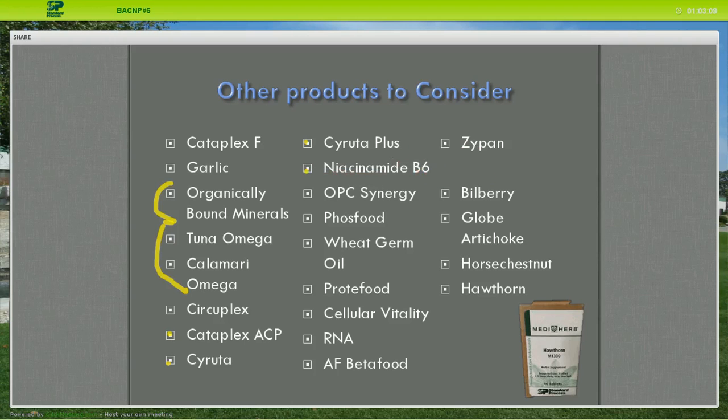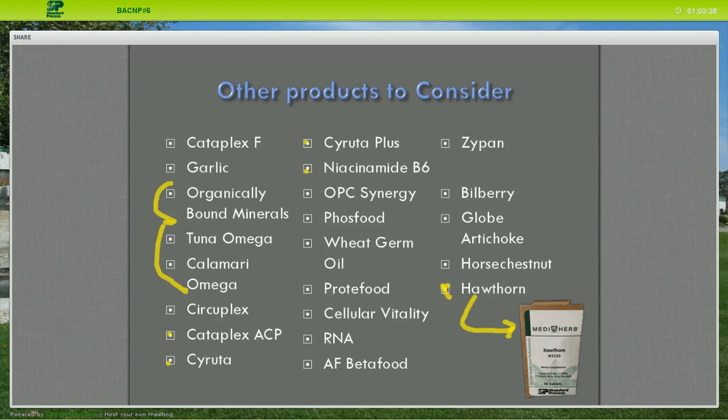But if I could leave you with one product to consider or learn more about, it would be Hawthorn. Hawthorn is a Mediherb product, and it does a very fantastic job of improving things like stroke volume, ejection fraction, cardiac output. It tends to lower blood pressure or normalize blood pressure. So even on the low blood pressure person, it'll raise it, and on the high blood pressure person, it'll lower it.